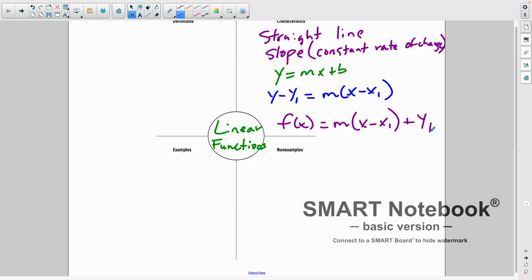Sometimes College Board likes to write point slope form this way. Is that the same thing? Yes. What did I do? I just moved this y1 to the other side with addition. So I added it to the other side so we could write it that way. It's the same thing. Okay?